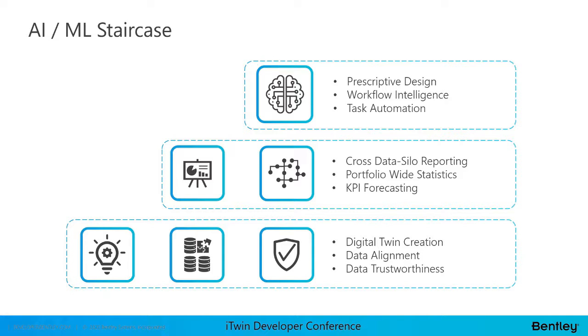Once we cement that foundational layer, then the next challenge will be to look at cross-data silo reporting, where we are looking at project execution data as well as our design data and start thinking of insights and analytics around it. KPI forecasting, detecting cost overruns or delays in the schedule. And a step after that will be the prescriptive design itself, or identifying a workflow or task automations.